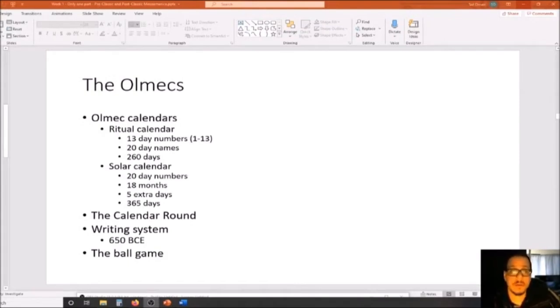Very influential, the Olmecs were, right? Creating a writing system, calendars, all right? And you also have the ball game. Okay, some of you may be familiar with this, some of you may not. I'll post up a link that shows you an example of what this ball game looked like.